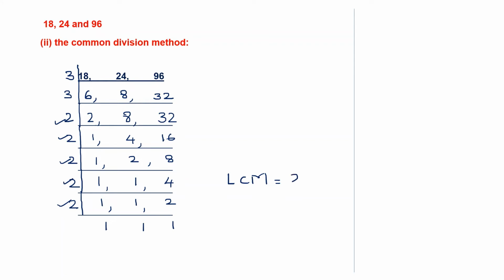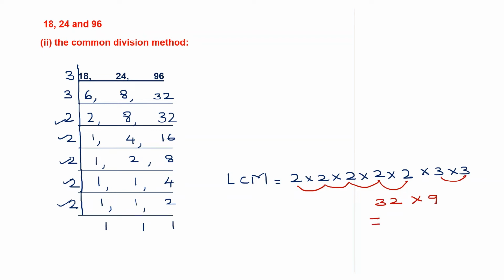So I'm writing the 2's first. 1, 2, 3, 4 and 5. And how many 3's do we have? We have 2 3's. So let's multiply and get our answer. 2 2's are 4, 4 2's are 8, 8 2's are 16, 16 2's are 32. 32 into 3 3's are 9. So let's multiply 32 into 9.